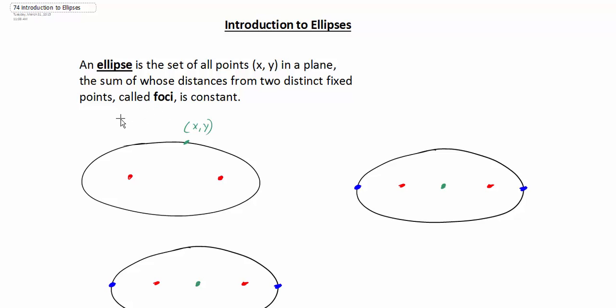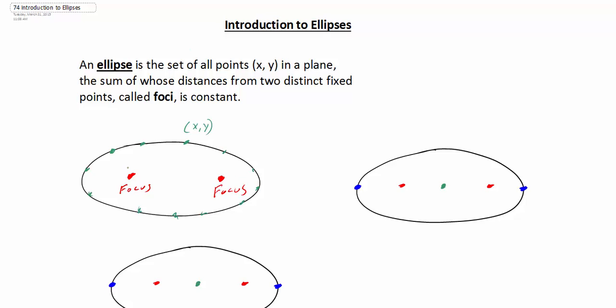So if you'll notice here, we actually have two foci when we talk about the ellipse. And we can see the way this is described, we have all the points x, y, so that would be all these points here that make up the ellipse all the way around. That's all of our x, y points. And it says that we have a sum of whose distances from two distinct fixed points. So our two fixed points are here, the foci. So here we have one focus point, and over here we have the other.